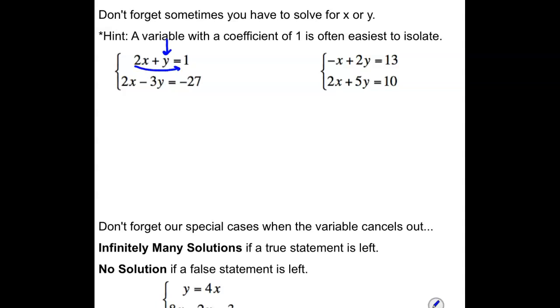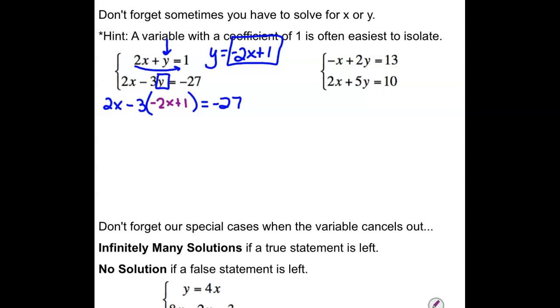I'm going to subtract the 2x to the other side, and it looks like this. So y is equivalent to negative 2x plus 1. I'm going to take that and substitute it in for my y value. So I have 2x minus 3 times what I'm substituting in equals negative 27. And we said we're substituting in a negative 2x plus 1. Distributing, we end up with a positive 6x minus 3.